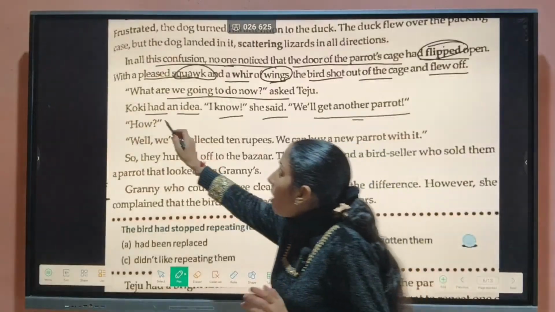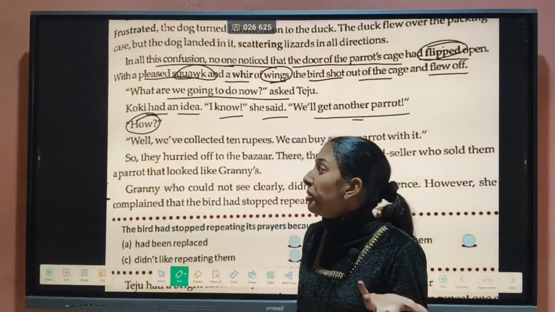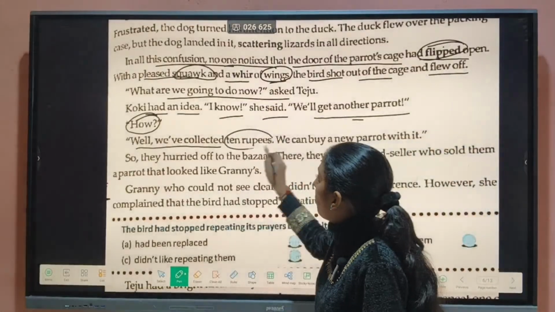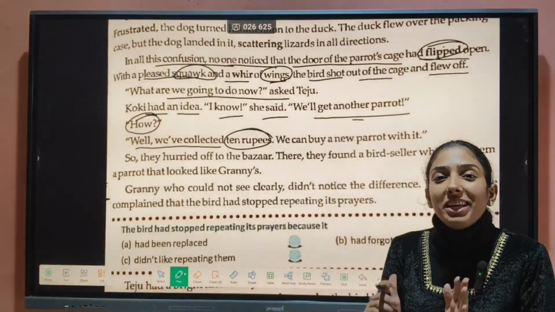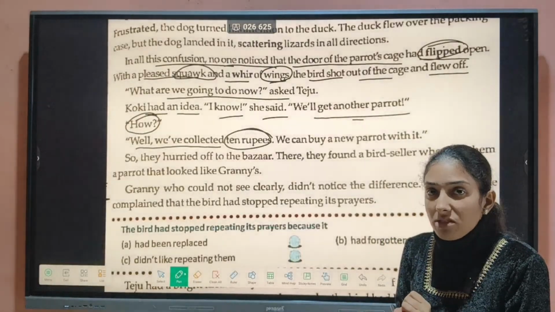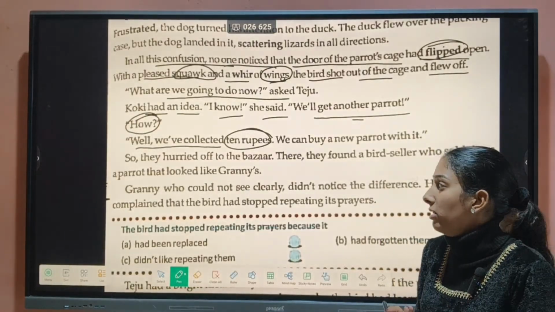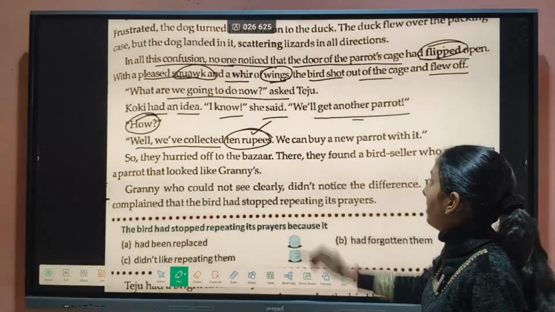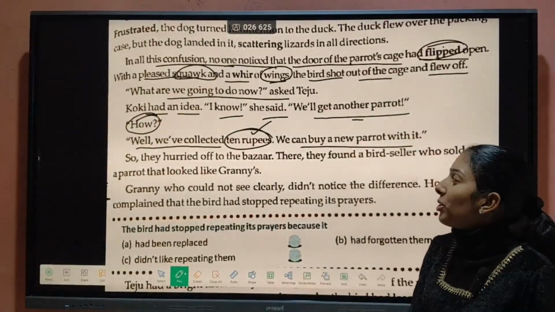Okay. Now they are asking how we will bring it. Well, we have collected 10 rupees. How many people came there? They have given 50 rupees each. Okay, those who were adults. So they have collected how many rupees? We can buy a new parrot with it.